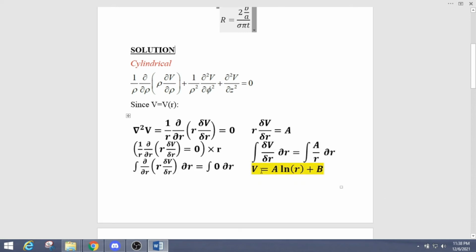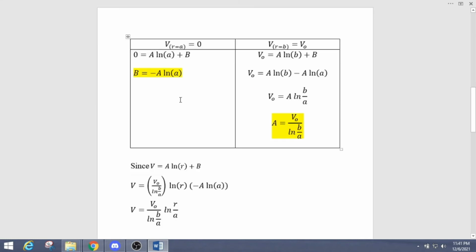So we get V equals A ln r plus B. B is the second constant for the second integration. As we know, r has two boundary values, which are r equals a and r equals b. So first, r equals a. V at r equals a is equal to 0. 0 equals A ln a plus B. So we rearrange in terms of B. B equals negative A ln a.